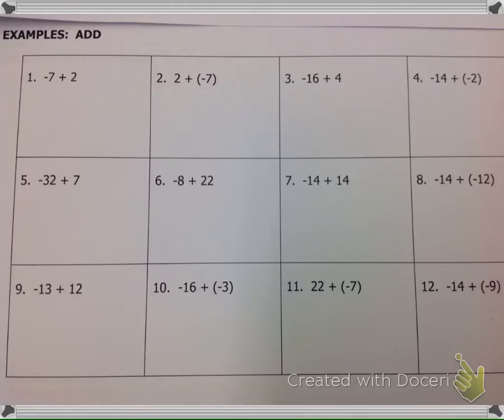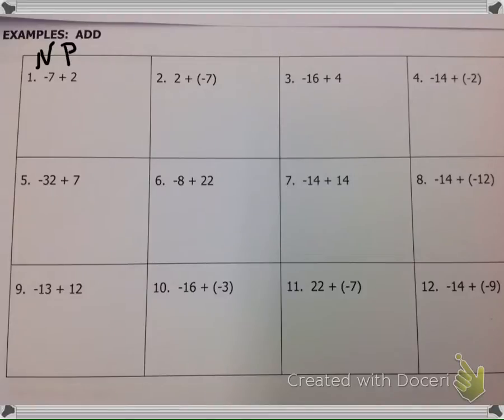So let's try some examples. We have -7 + 2. I'm going to be labeling these for now just to get you in the hang of it. -7 is a negative number, and +2 is a positive. So we have a negative and a positive, which are different signs. Different signs, subtract. So you're going to find the difference of the two numbers.